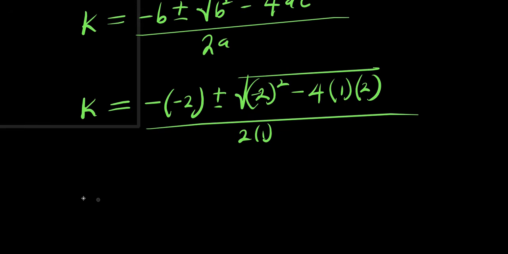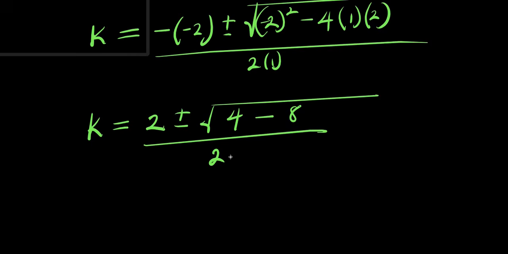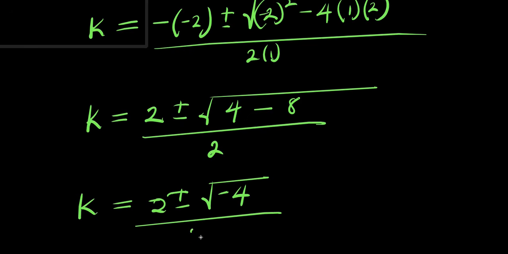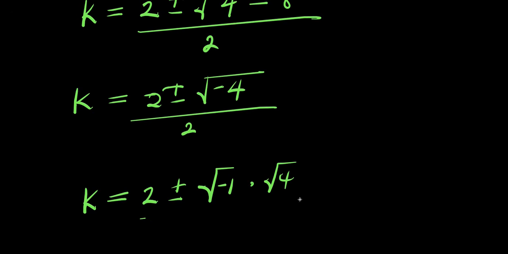So from here, I'll have k equals 2 plus or minus the square root of 4 minus 8, and this is divided by 2. So from here, I would have k equals 2 plus or minus the square root of -4, divided by 2. So I'll simply have k equals 2 plus or minus the square root of -1 times the square root of 4, then this is divided by 2.